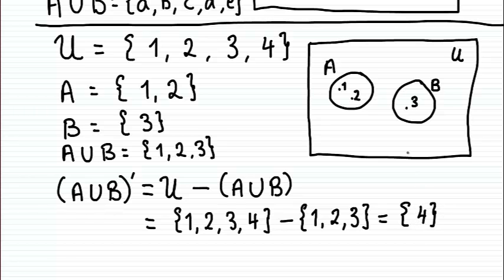So the sets A and B, subsets of the universal set, don't include all of the elements that were in the universal set. So in this case we have an element remaining, the element 4, sitting outside sets A and B. So in a Venn diagram we would represent it in this way.